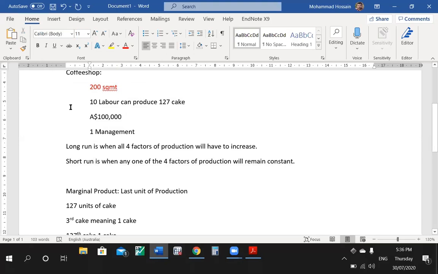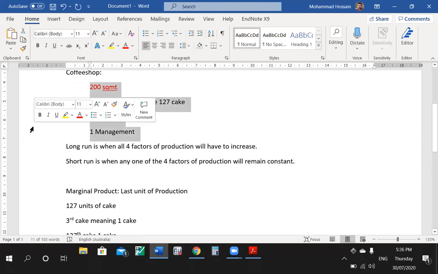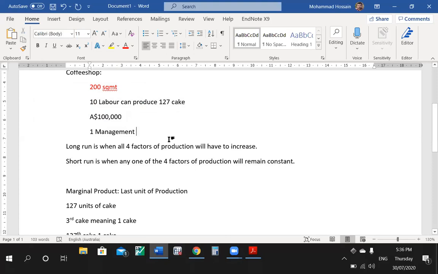Okay? We will say it is still short run. When all factors of production will be changing, then we will say this is in the long run. So how long might it take? It depends. Some businesses grow very quickly, some very slowly. For example, Sydney Airport. We need a new Sydney Airport now after how many years? Maybe after 100 years.